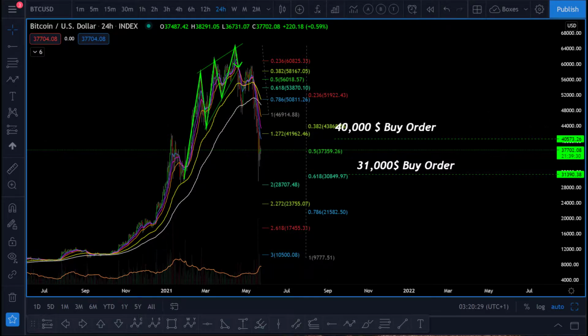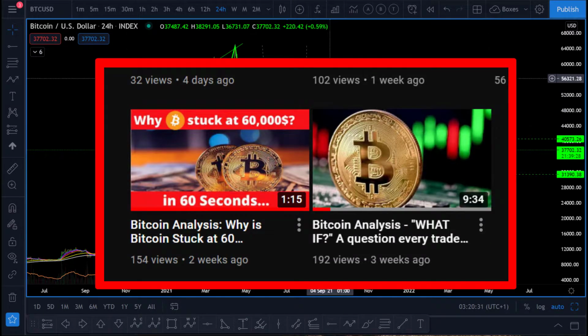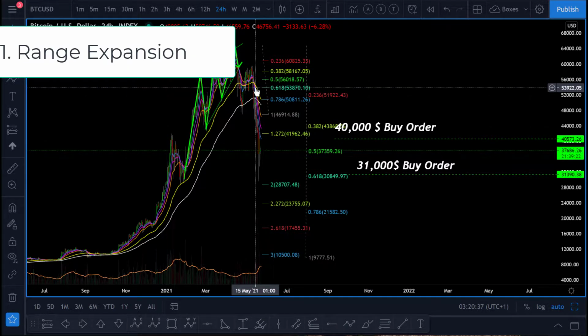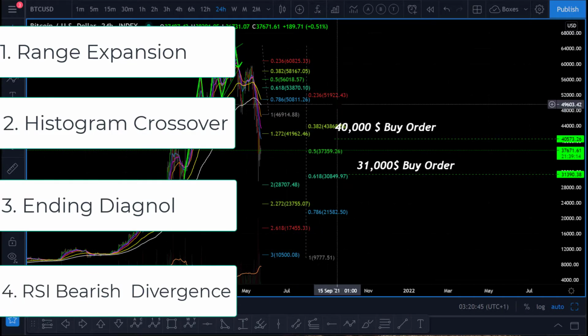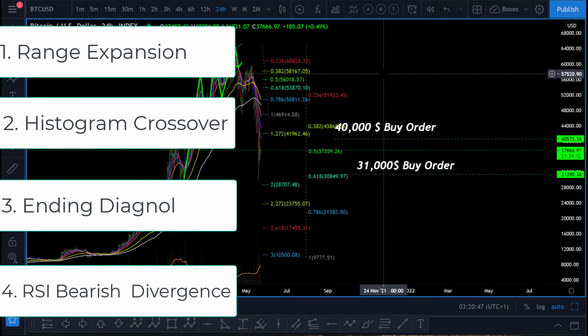And if you have been following my videos, I did call this correction out. In one of my videos, I did say we are due a major correction for a number of reasons. They being the range expansion was finished, there was a histogram crossover on the weekly chart, we were having an ending diagonal, and also the RSI was showing bearish divergence again on the weekly chart.